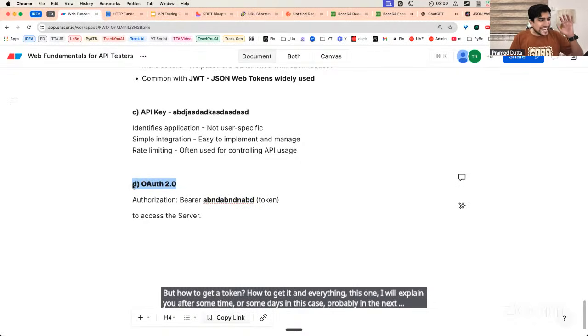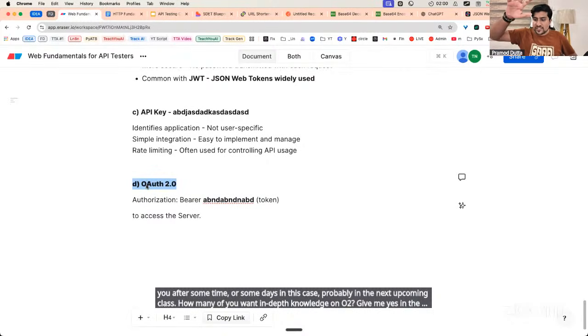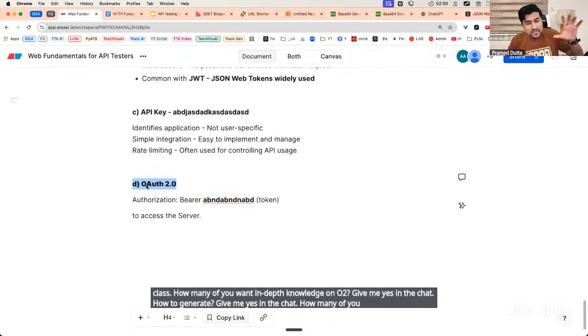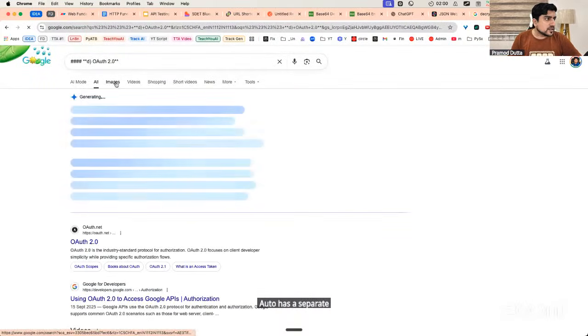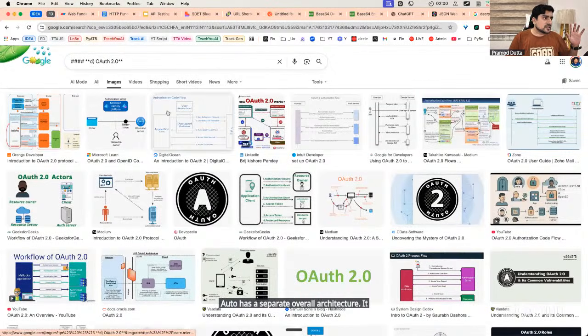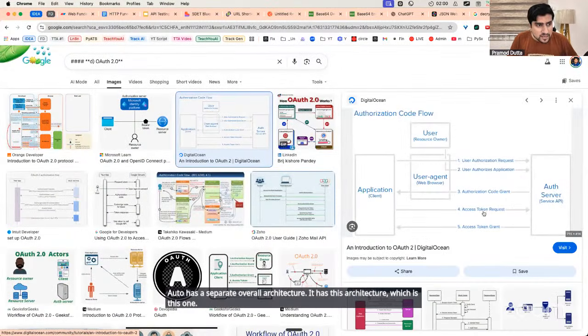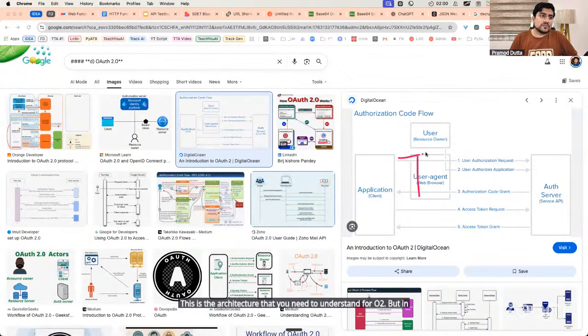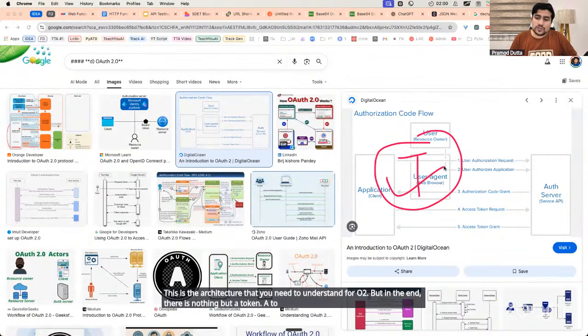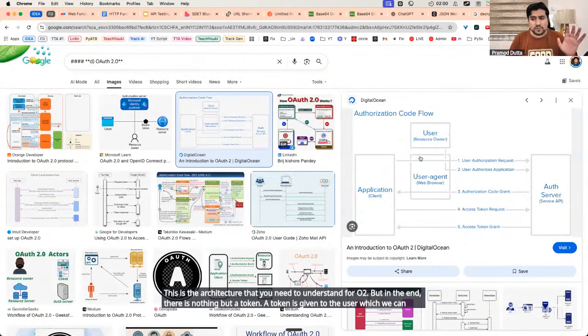How many of you want in-depth knowledge on OAuth? Give me yes in the chat. How to generate it? How many of you need it? For this we need a separate session, because OAuth has a separate overall architecture. This is the architecture you need to understand for OAuth. But in the end, it is nothing but a token. A token is given to the user which we can use. Okay, I will explain after some time.